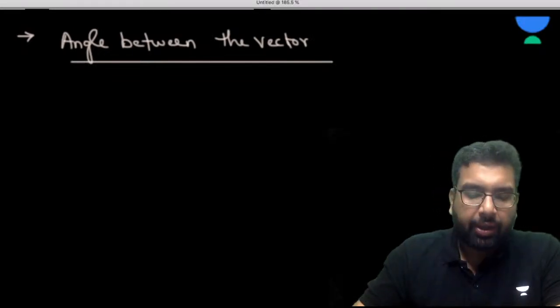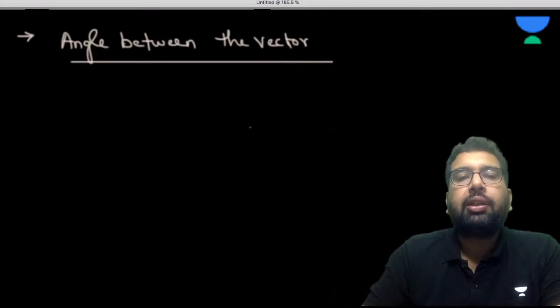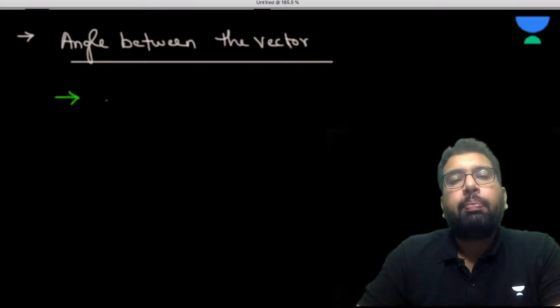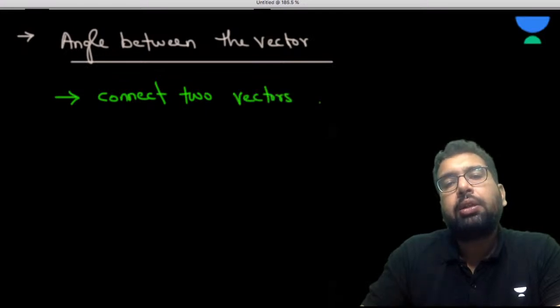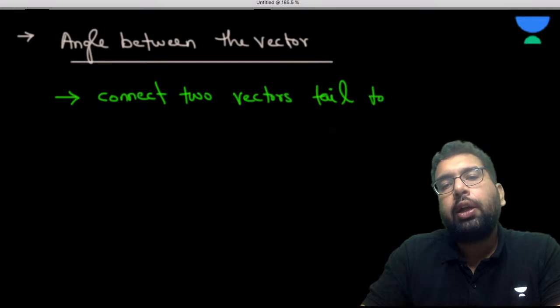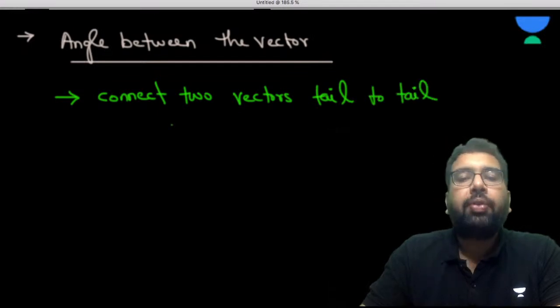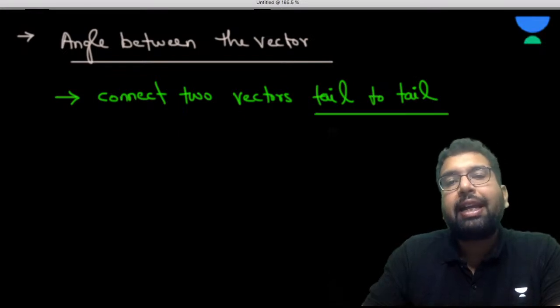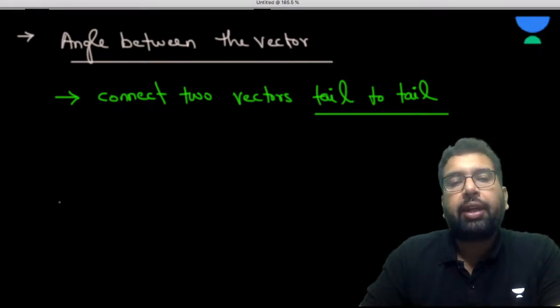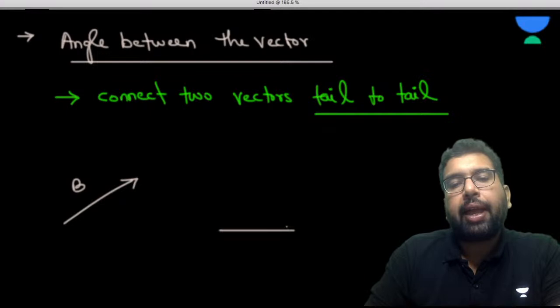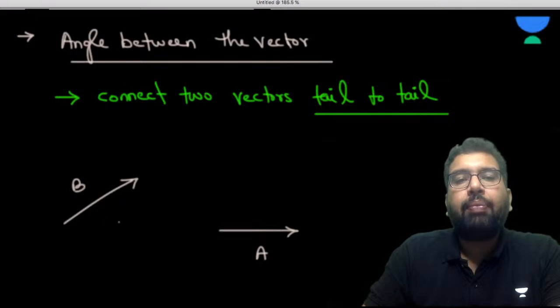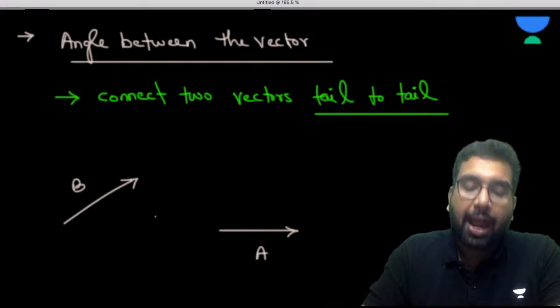So, angle between the vectors. What is going to be the angle between the vectors? The first thing you have to always remember is that you have to connect the two vectors tail to tail. When you are talking about the angle between two vectors, you need to connect them tail to tail. This is the first thing. For example, let's suppose this is a vector B and this is a vector A. Now, if I ask you what is the angle between these two vectors, we know that we can do the parallel shifting.